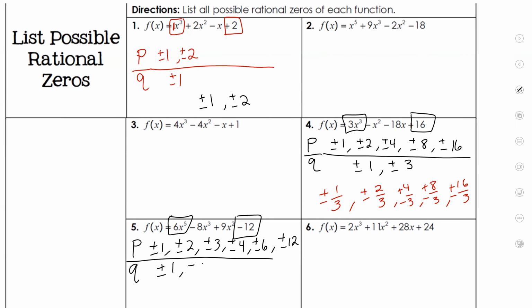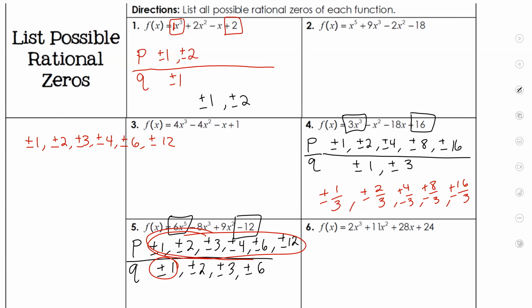1, 2, 3, 6. Good. Okay, so guys, this is going to be a little bit longer. I'm not going to skip any steps. All of these divided by 1 will give you the exact same thing. So the possible zeros are plus and minus 1, 2, 3, 4, 6, and 12.